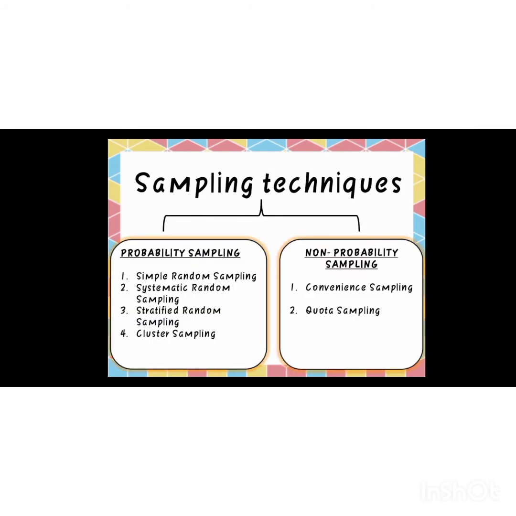Okay, so next, sampling techniques. In sampling techniques, there are two types: first is probability sampling, and second is non-probability sampling. In probability sampling, there are four: first is simple random sampling, second is systematic random sampling, third, stratified random sampling, and fourth is cluster sampling. And for non-probability sampling, we have convenience sampling and quota sampling.